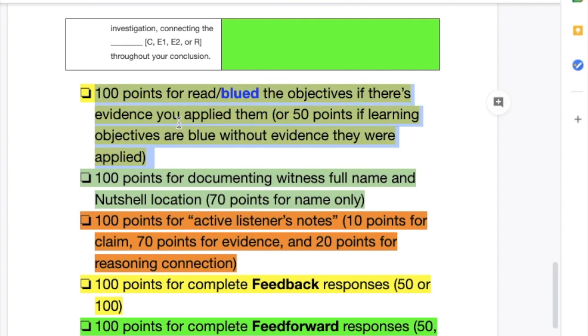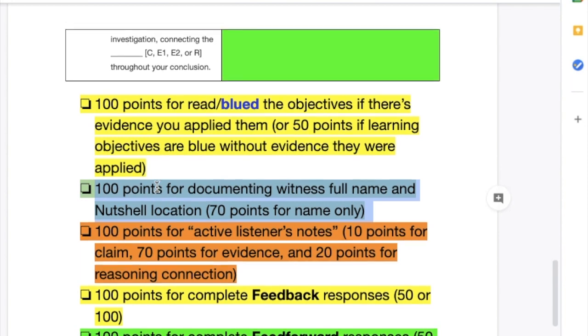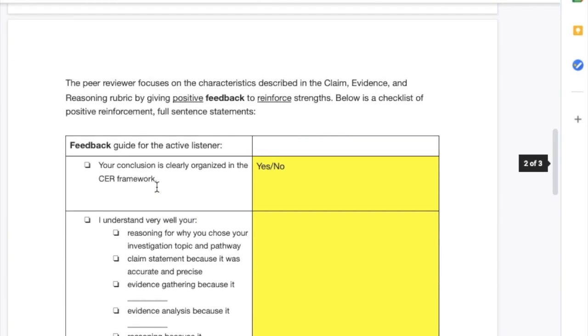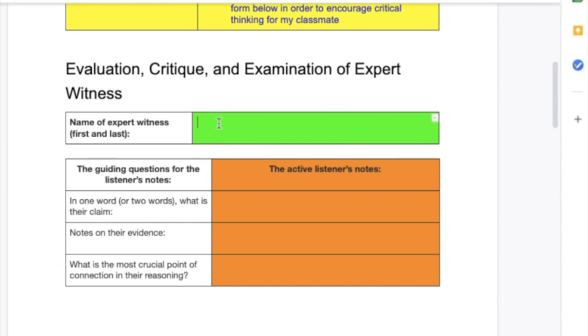So I've made it blue, but I need evidence that I applied what I just read. And so that will be 100 points for documenting witness, full name, and the nutshell location, 70 points for name only. So when I'm evaluating someone, I can do it like in a courtroom. I can say, would you please state your name for the court, or for the jury? Max Smith, we'll just say. And then I'm going to say, please describe the location of the crime scene.